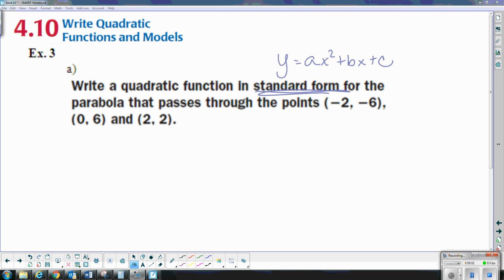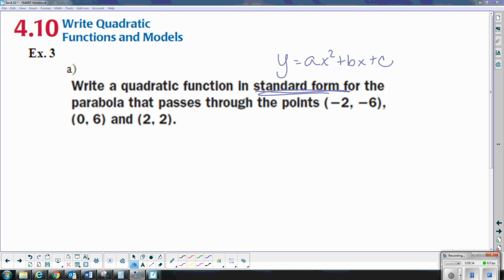So this problem is a little bit different because it does not tell us what the vertex is, and it does not give us 2 zeros, it only gives us 1 zero. But then it gives us 2 other points. So we're going to use standard form for this type of problem. And so the first thing we're going to do is substitute coordinates in for each point into our standard form equation, y equals ax squared plus bx plus c. And we're going to do this in order to get a system of linear equations.